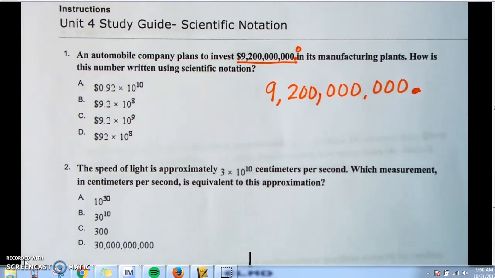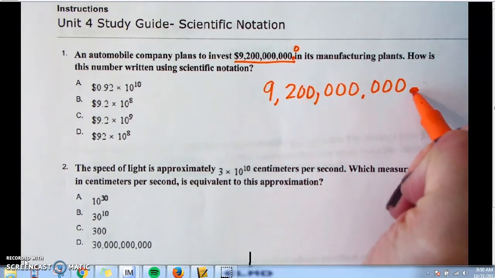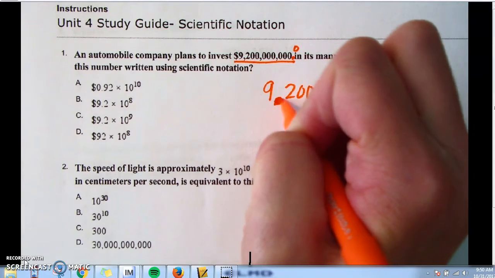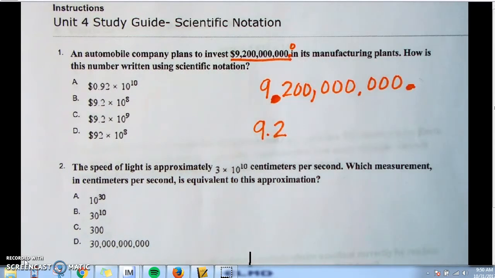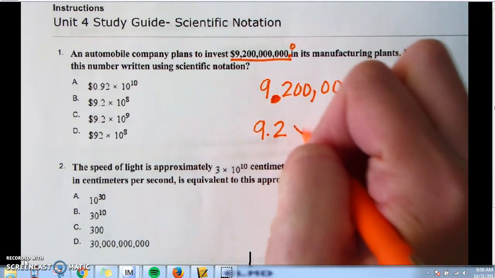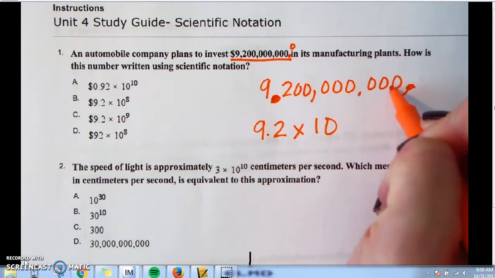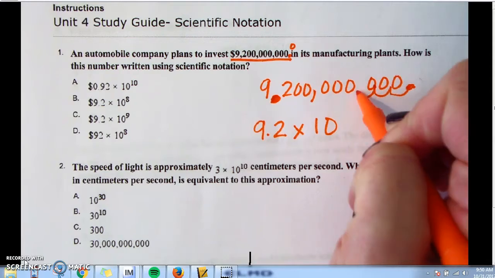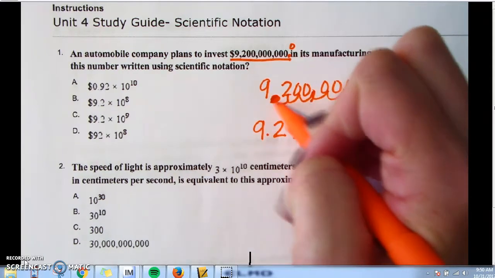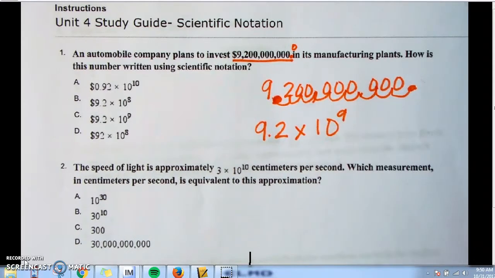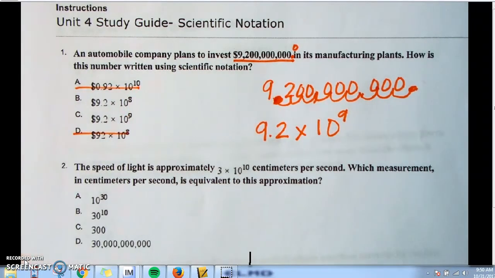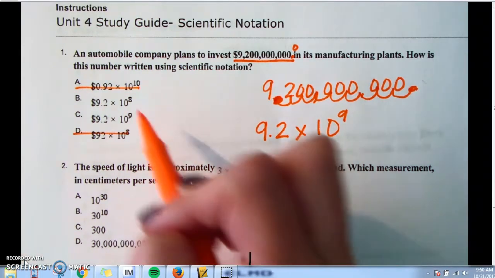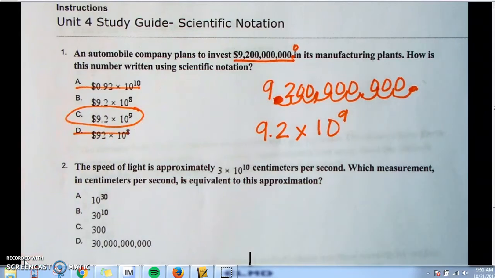To write the number in scientific notation, I need to move that decimal point so that I get a number that's between 1 and 10. So 9.2 is between 1 and 10. In scientific notation, I always have times 10, and then I count how many spaces I move the decimal. 1, 2, 3, 4, 5, 6, 7, 8, 9. So my exponent is going to be 9. Now, you could have instantly crossed out these two answer choices because they're not in correct scientific notation. Then you just need to decide, is the exponent 8 or 9? And we know that it's 9.